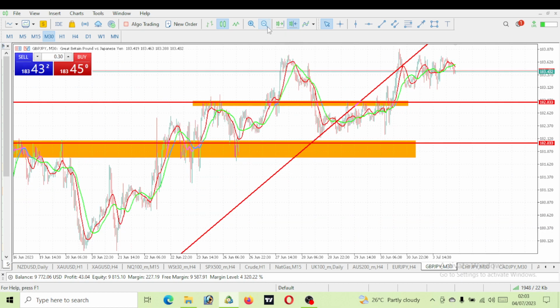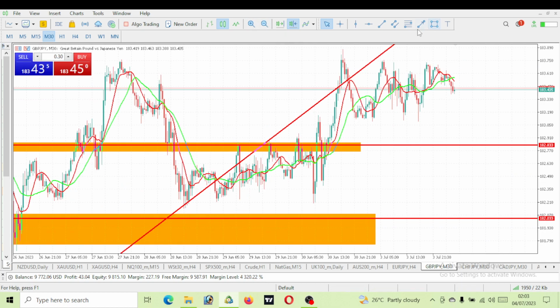Now, let me zoom out on this GBP USD. Literally, I'll be expecting a fall to this level of 182.833. Now, if we take a look at this movement, you'll see that GBP USD is literally giving us an uptrend move. You can clearly see it, right?